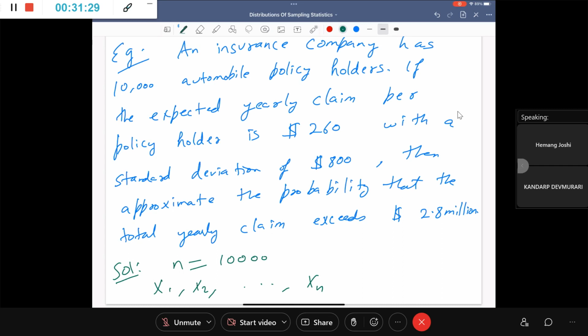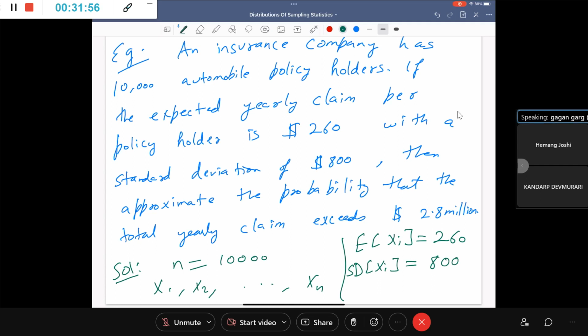This is a great start. N is 10,000, so you go from x1 to xn. Each xi has a mean. So, if you were to just state the question here, each xi has a mean of $260, and the standard deviation of each xi is equal to $800.